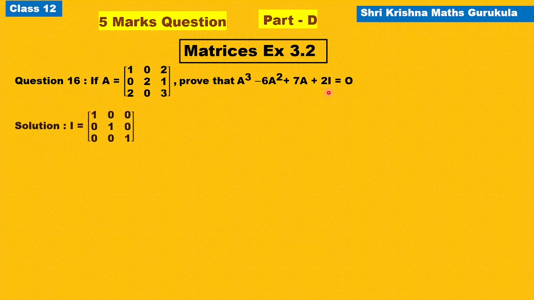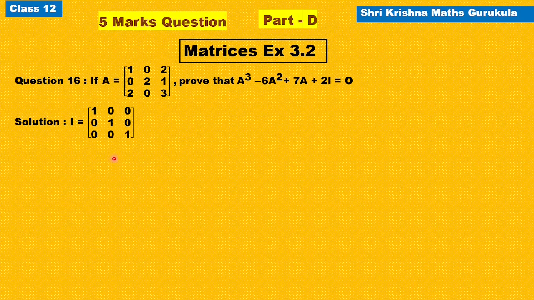For that I am considering an identity matrix of order 3 cross 3. Why did we choose to consider a 3 cross 3 matrix only for identity matrix? It's because we have been given a matrix A of order 3 cross 3. So when we have to add and subtract, we need a matrix of order 3 cross 3 only. Only then we can do that. That is why I have considered a 3 cross 3 identity matrix.